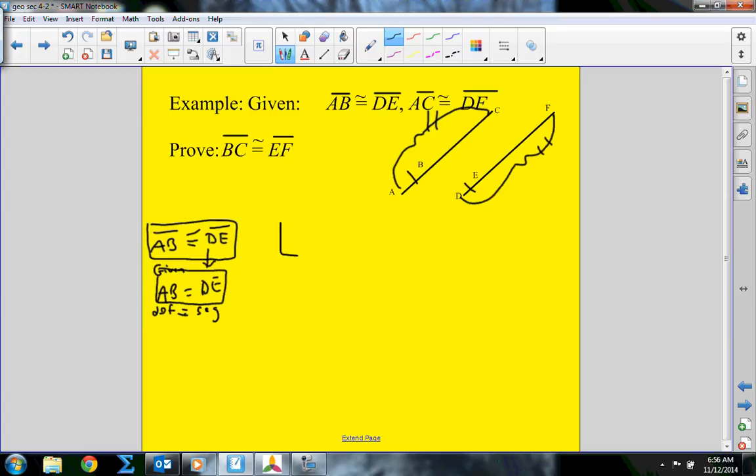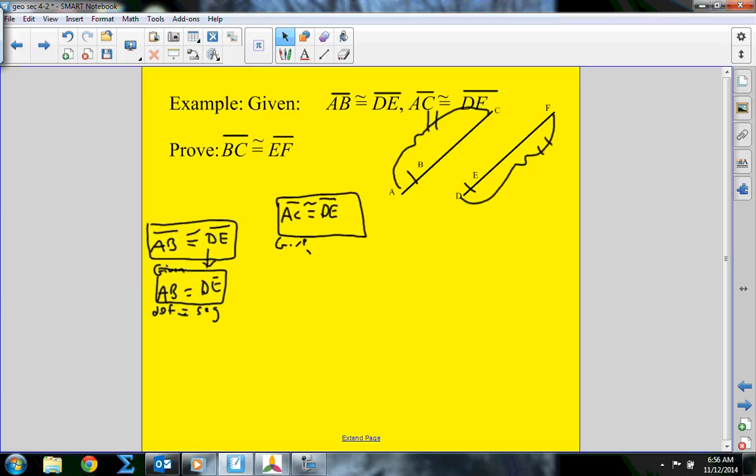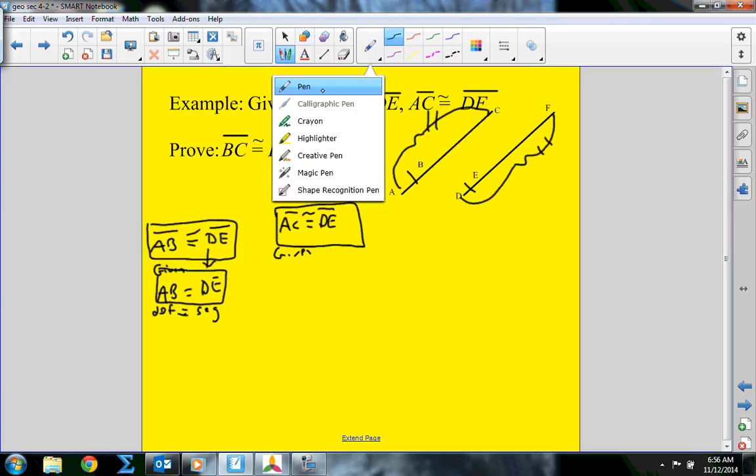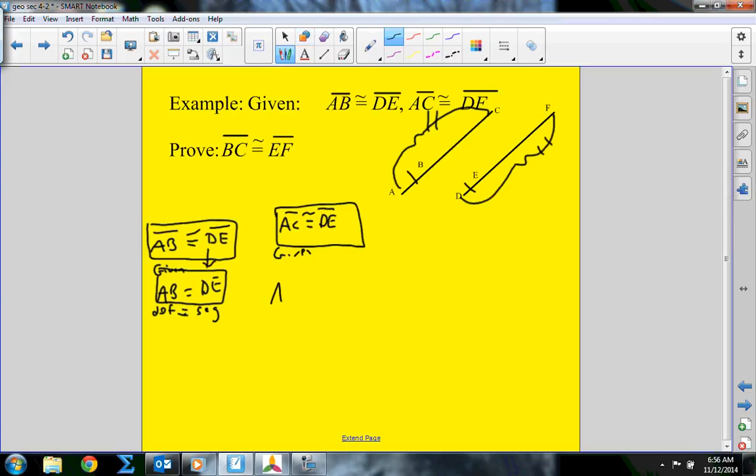I have this piece of given information, that AC is congruent to DF. That was given. And what that tells me is that the length from A to C is the same as the length from D to F.